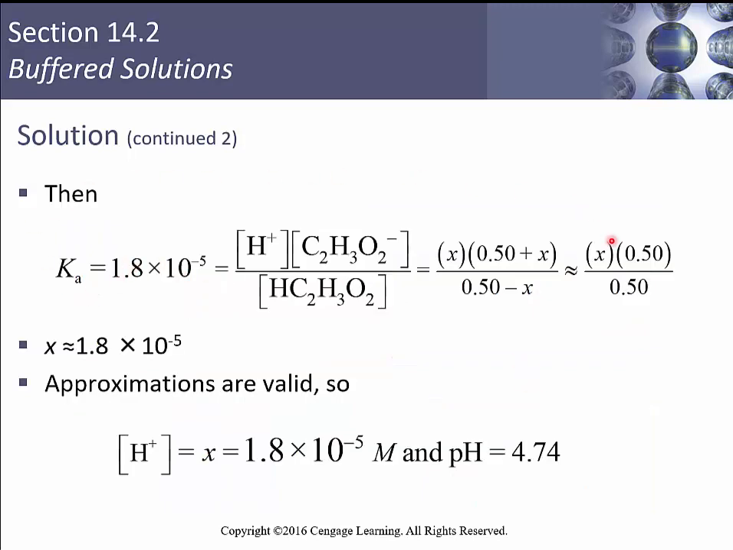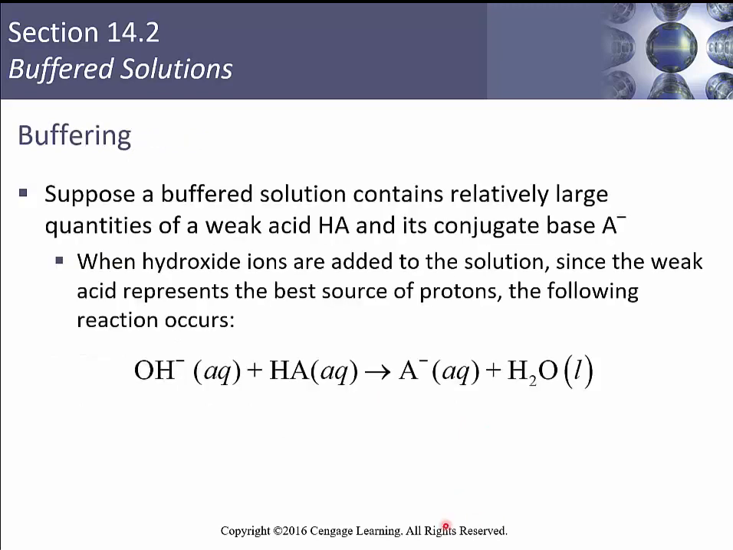We're able to plug that back into our equilibrium expression. We've got a numerical value for K. We've got our products over our reactants. We'll have X times 0.5 plus X over 0.5 minus X, and so we'll make the simplifying assumption that X is small. So we'll have X times 0.5 over 0.5. So X is going to be 1.8 times 10 to the minus 5. So our H plus concentration is X, which is 1.8 times 10 to the minus 5, and our pH is 4.74.